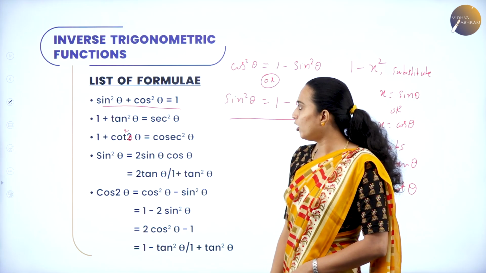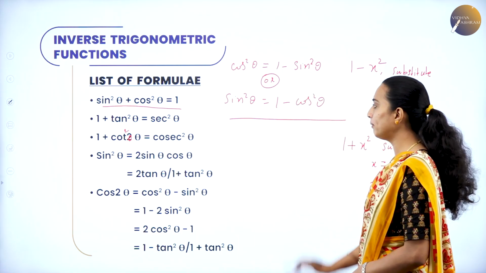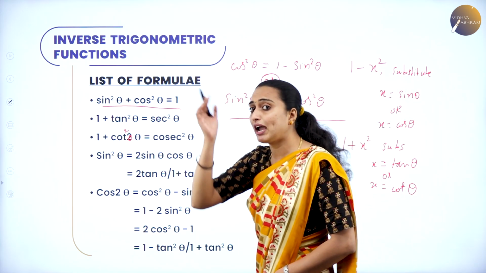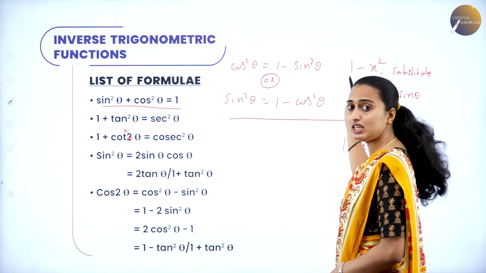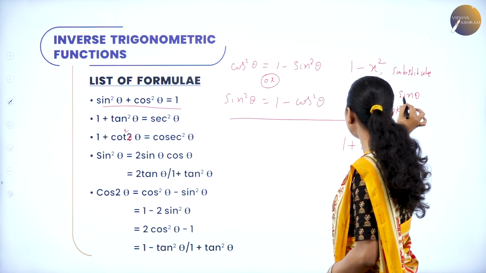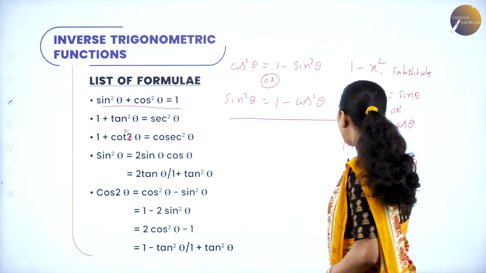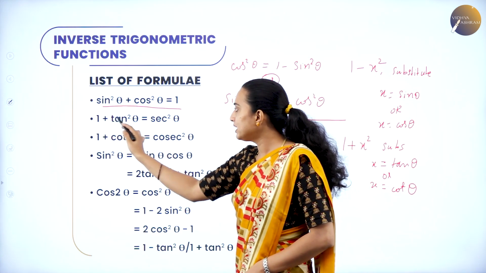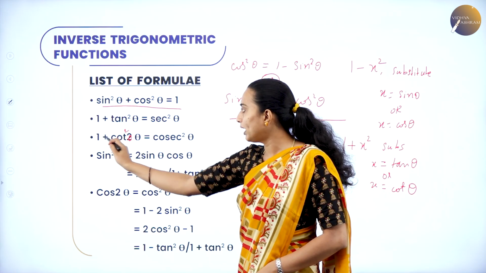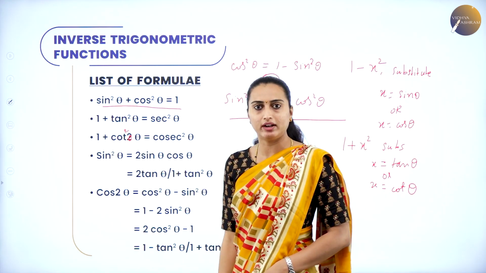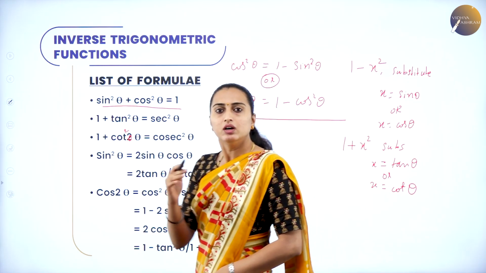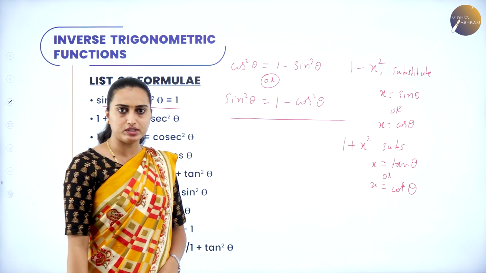Next, we'll be moving on to x squared minus 1. See, 1 plus x squared is nothing but this, and now x squared minus 1. So don't confuse between these. 1 minus x squared means sin theta or cos theta. 1 plus x squared means 1 plus tan squared theta or 1 plus cot squared theta; either x is equal to cot theta or x is equal to tan theta. You are going to substitute.